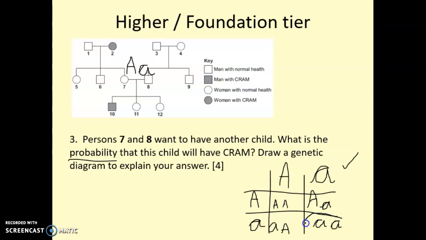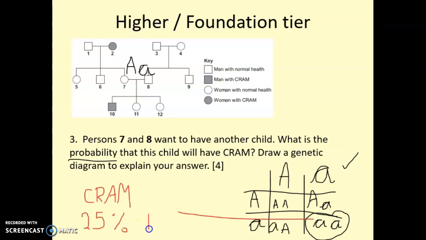I'm going to get a mark for identifying which one, I'll just draw that over here, which one would have it. So there's your CRAM sufferer, they would have CRAM. Forgot my C. They would have it, and the chance of that is 25%, or 1 in 4. So I have got all my marks. I got my gametes. I did my cross. I identified which one had CRAM, and I gave the probability, which is what the question wanted, for 4 marks.